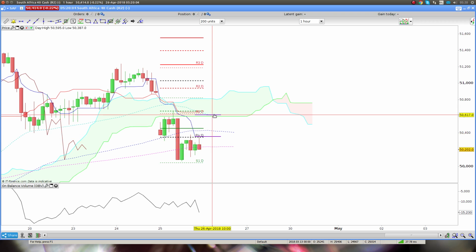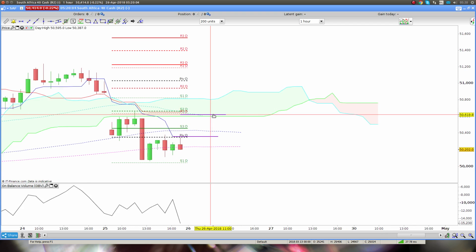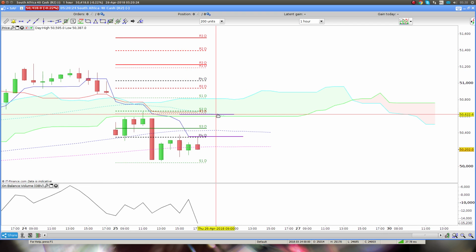Your next level is going to be the cloud. Well, it'll be one. So you're going to have Kijun-sen and the cloud together. So let's just put it kind of in the middle here. And I see it's going to line up with R1 daily. Yeah, so it'll line up with R1 daily. So that's the level that I would use there.